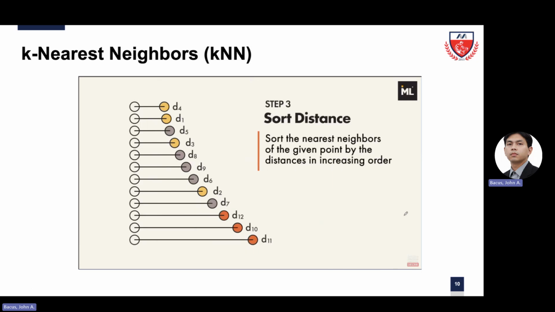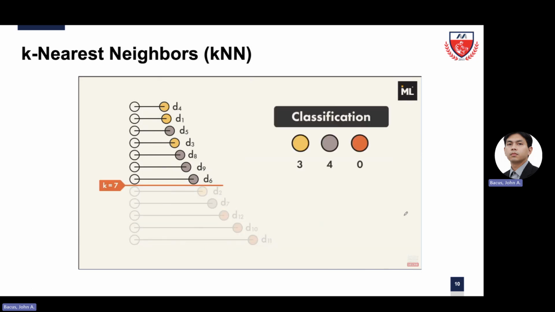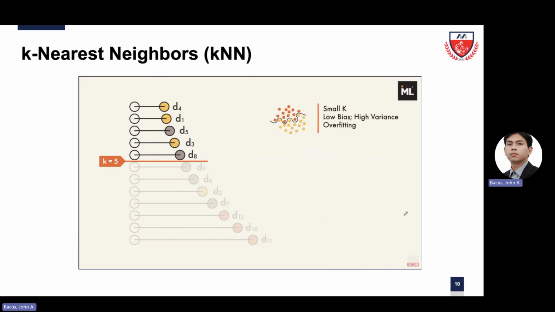Then we need to sort the nearest neighbors of the given point by the distances in increasing order. For the classification problem, the point is classified by a vote of its neighbors. Then the point is assigned to the class most common among its k nearest neighbors. The k-value here controls the balance between overfitting and underfitting. The best value can be found with cross-validation and the learning curve. A small k-value usually leads to low bias but high variance, and a large k usually leads to high bias but low variance. It is important to find a balance between them.